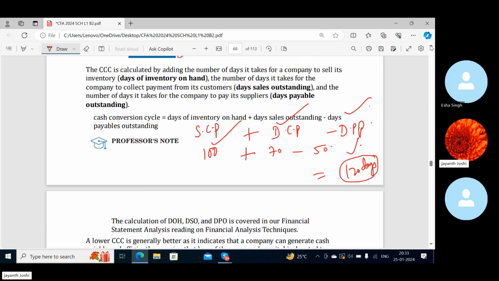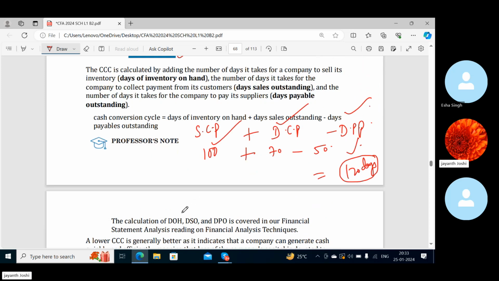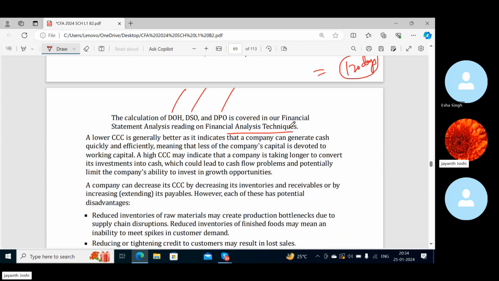Now certain points we'll discuss. The calculation of the days inventory in hand, or stock conversion period, or in the sense debt collection period or debt payment period is covered in our financial statements reading on financial analysis techniques. All are already discussed.